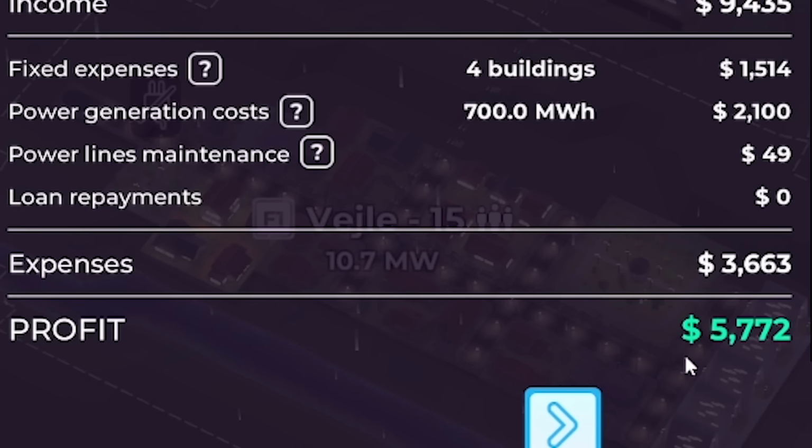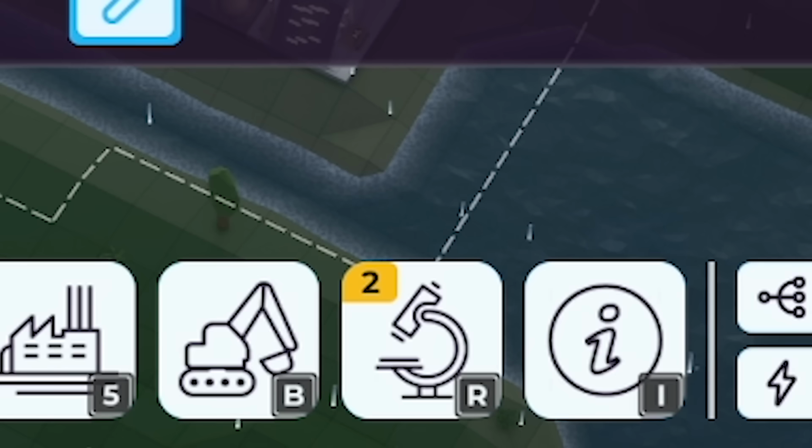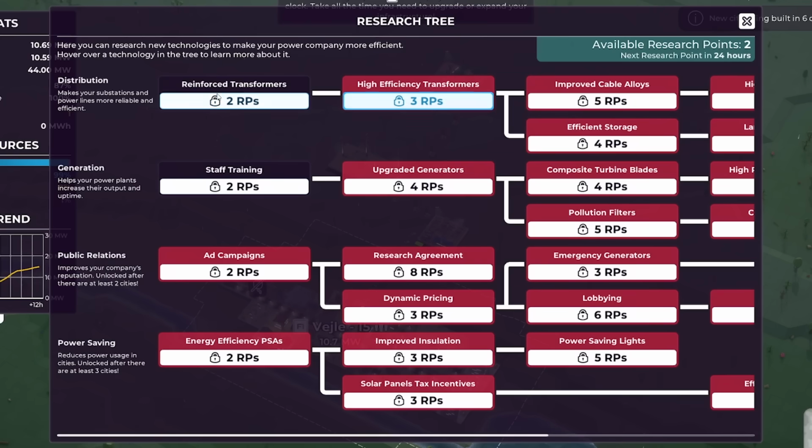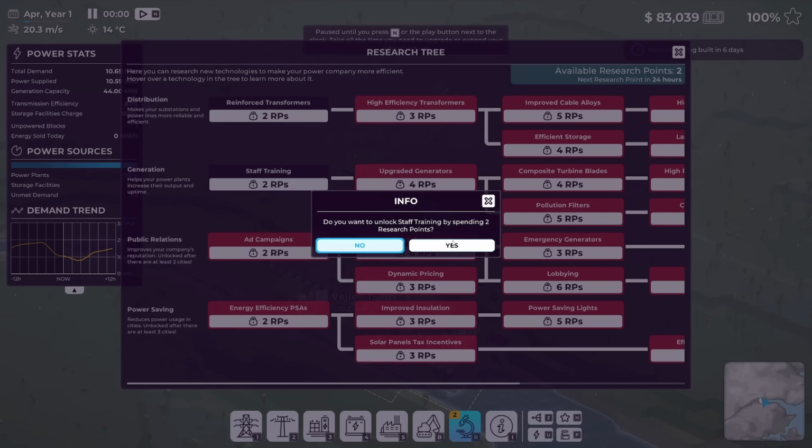Let's fast forward. Oh, and look at that. We made 5 grand. Living the dream. We've also got some research points now. So we've got 2. Is it worth doing any of these? Let's train our staff. Always good to train people.